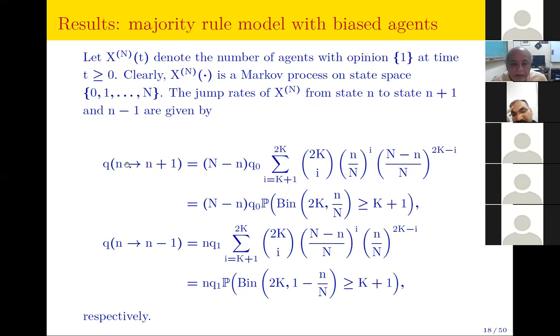So that is the rate of change from n to n plus 1. And the rate of change from n to n minus 1, now again, it's the other way around. So an individual of opinion 1 must change to opinion 0. How many individuals are there of opinion 1? N. Q1 is the probability that the individual decides to change its opinion. And this is the probability that in the binomial sampling of 2k people, the number came to be k plus 1 or more. Okay. So this is the rate from going from n to n minus 1.